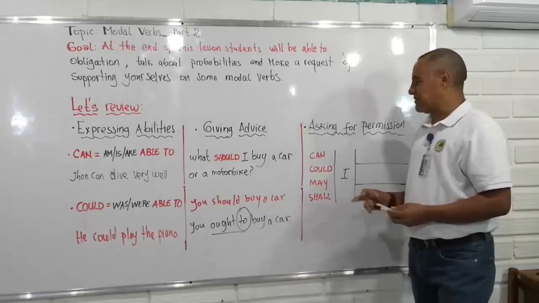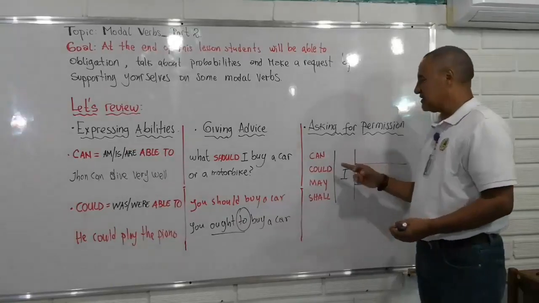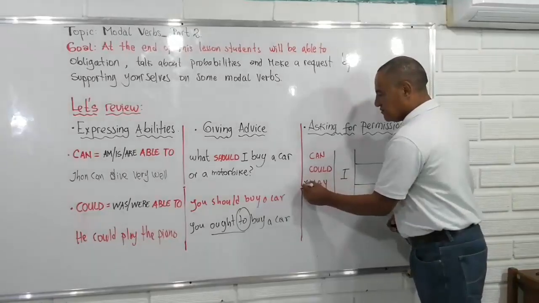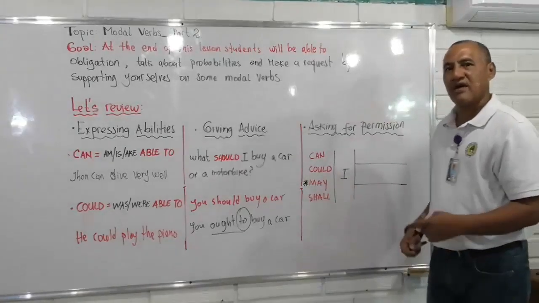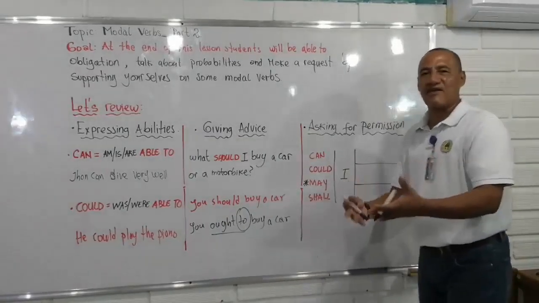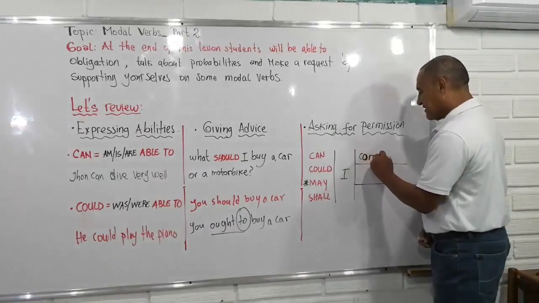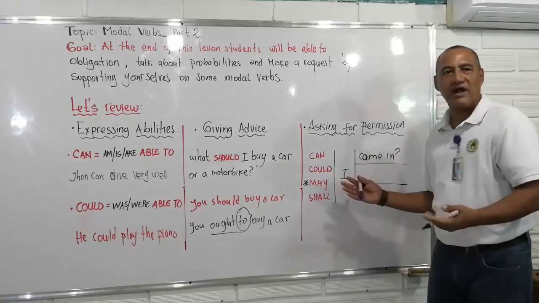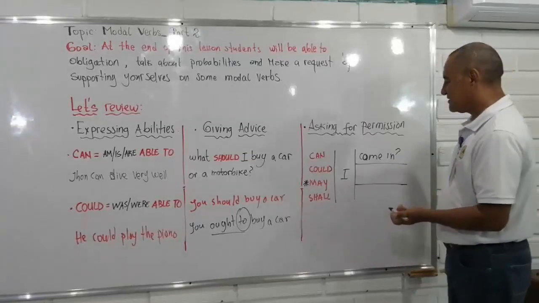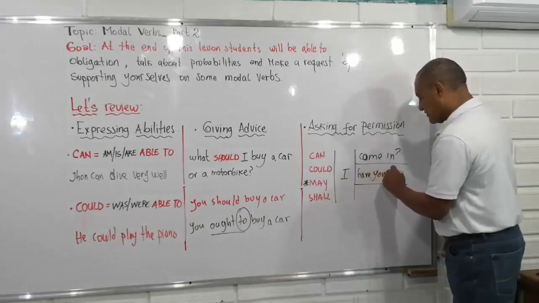And finally, we discussed asking for permission. Remember that we can use this structure to do so: can, could, may, which is a much more appropriate way to ask for permission, and shall. Then we say, let's suppose that you arrive a little bit late to class. Say, hey teacher, can I come in? Can I come in? Could I come in? May I come in? Shall I come in?